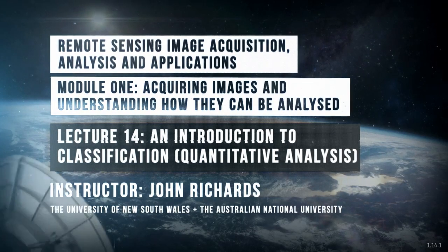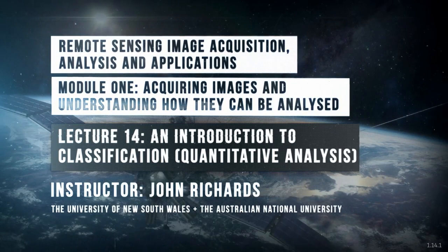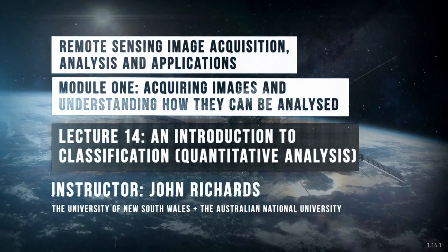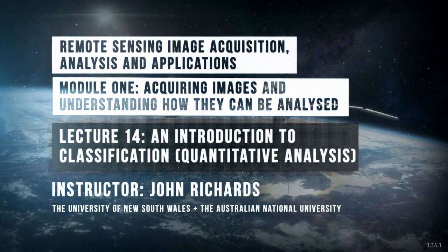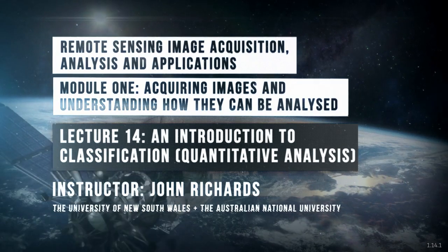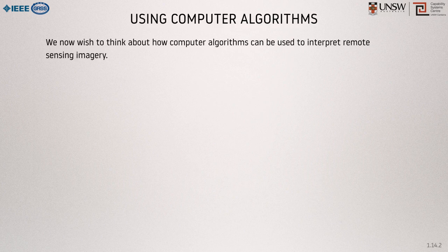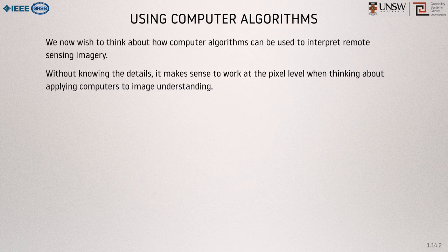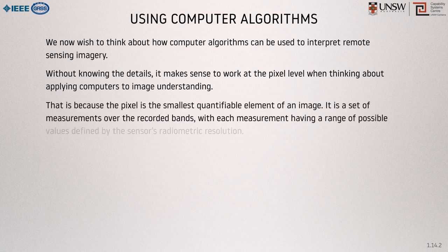We start, though, with a descriptive outline of the essential aspects of computer image analysis, which is often called classification or sometimes quantitative analysis in remote sensing. The first concept to keep in mind is that we almost always work at the level of the individual pixel. There are procedures that take a different approach, but the great many that we will encounter focus on the individual pixel because it is the smallest quantifiable element in an image.